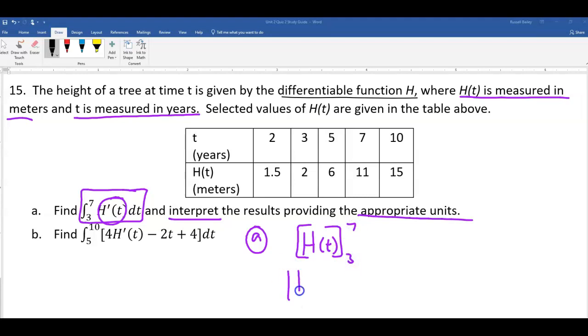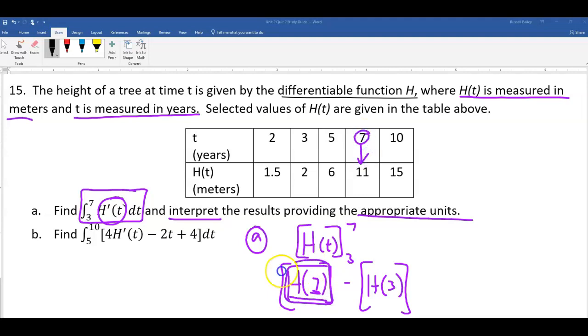And then using the fundamental theorem of calculus, we're going to plug in the 7, and we're going to plug in the 3. Now, h of 7, that means I'm going to find where the year is 7, and I want to find what's the height that goes with that. So at year 7, the height is 11. So this whole thing becomes 11 minus h of 3. Find the 3, find the h, put it there, and you get 9.